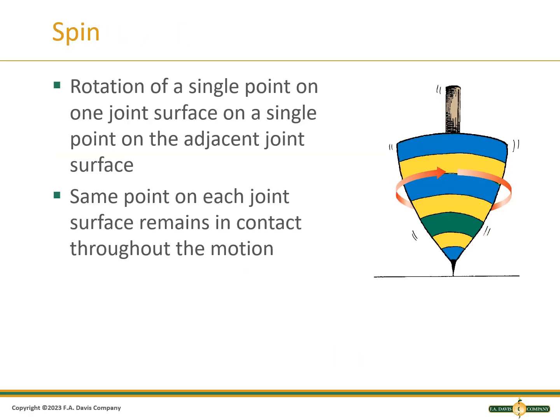And our last arthrokinematic motion, spin, happens when a singular point stays in contact with a singular point on the opposite surface. Spins are the least common to happen in the body. Most of the time you're going to see a combination of a roll and a glide.